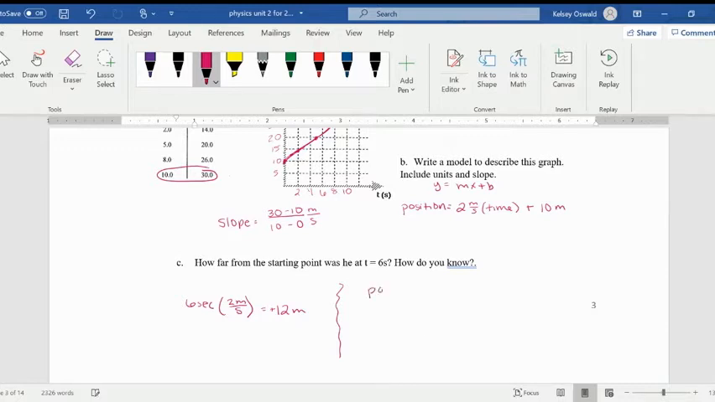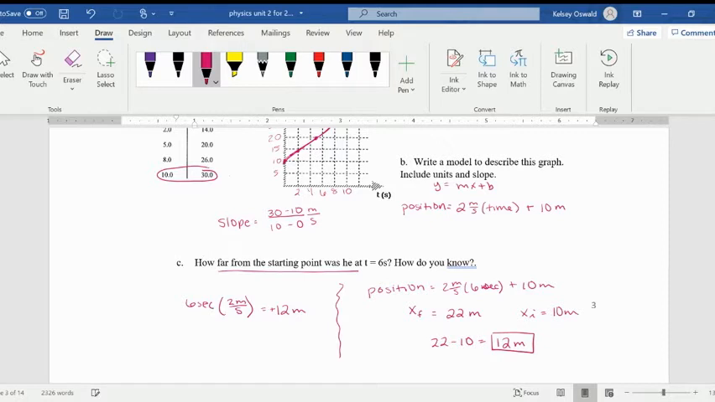Another way we can solve for this is by plugging that 6 into our equation. So we could say our position is equal to 2 meters per second times 6 seconds plus our original 10 meters. When we would do this, we would find that our new position after 6 seconds is 22 meters. However, we want to find how far he is from the starting point. So our final position is 22 meters, and our initial position was 10 meters. That means he traveled a distance of 22 minus 10, or 12 meters.